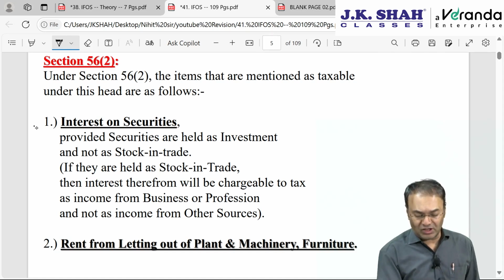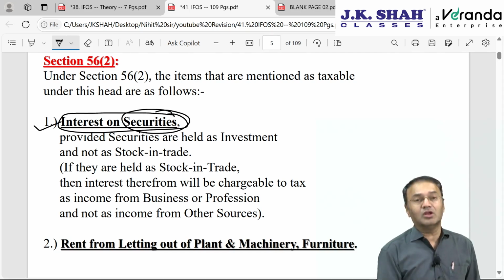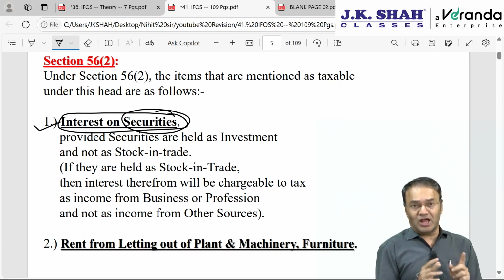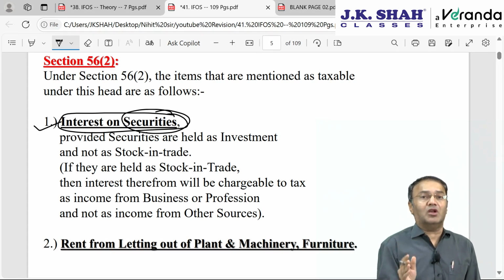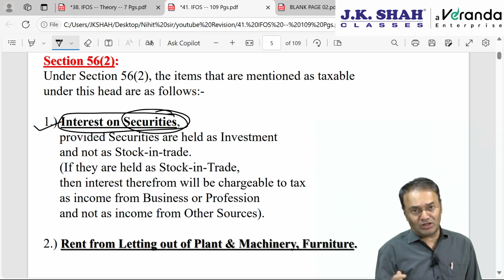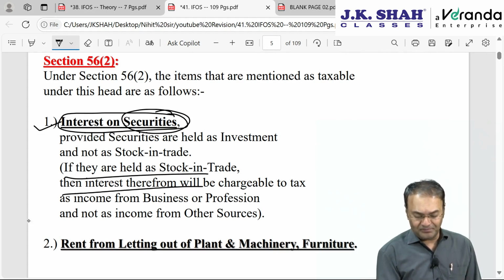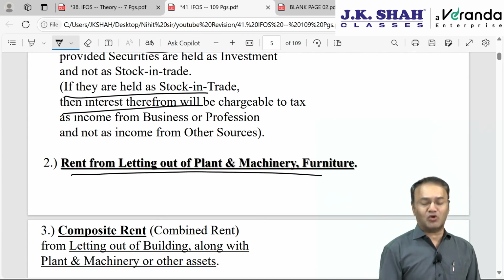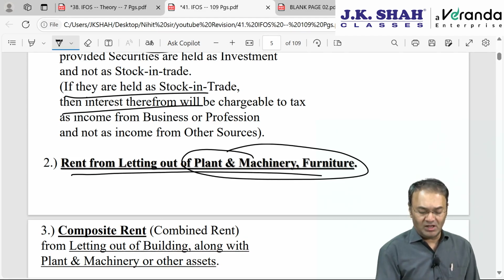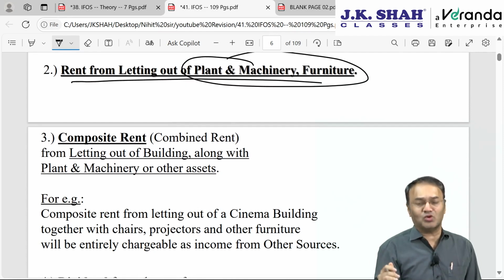For example, this first income, interest on security. Security would include bonds, debentures, government security. However, the PGBP chapter will be given first priority over IFOS. When will the PGBP chapter apply for interest on security? If securities are held as stock in trade, then interest will be taxable under PGBP. If not held as stock in trade, but held as investment, then only interest will come under this particular head. Second is rental income from letting out of plant, machinery, furniture. Again, if this is the main activity of the assessee, this is his business, then income will be taxed under the head PGBP. Here it will come only if it is a kind of casual transaction.